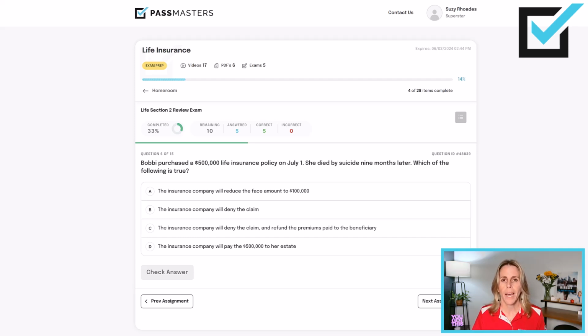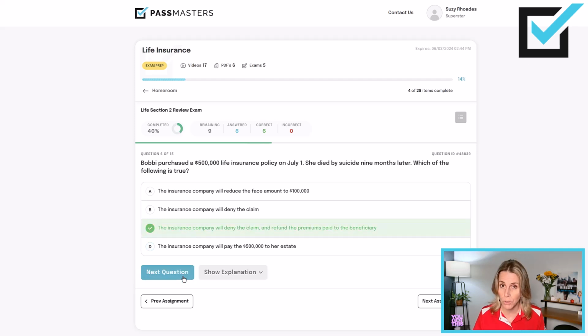Every state is going to have a suicide exclusion, which is a period of time where suicide is not covered. It varies by state. It's generally 1 to 2 years. So even if the state's suicide exclusion was 1 year, she did commit suicide during that year, so they are going to deny the claim. But that's not the right answer, because the insurance company will refund premiums paid to the beneficiary. That is the most correct answer. And that is going to be your job: to pick the best answer.